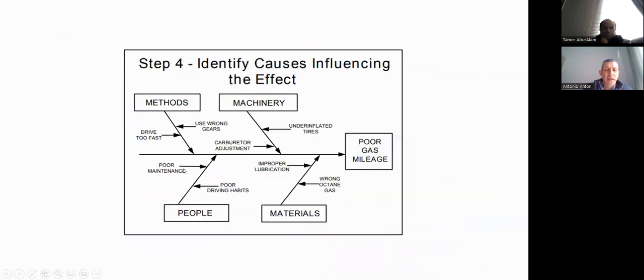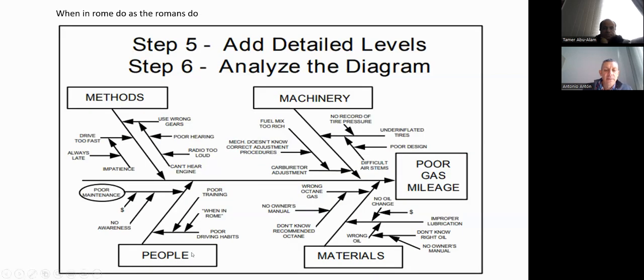Here, methods, that's the same. You compare methods. You use wrong gears, drive too fast. Very interesting in terms of when it comes to methods. Use wrong gears. Why did you use the wrong gears? How do you use your wrong gears?